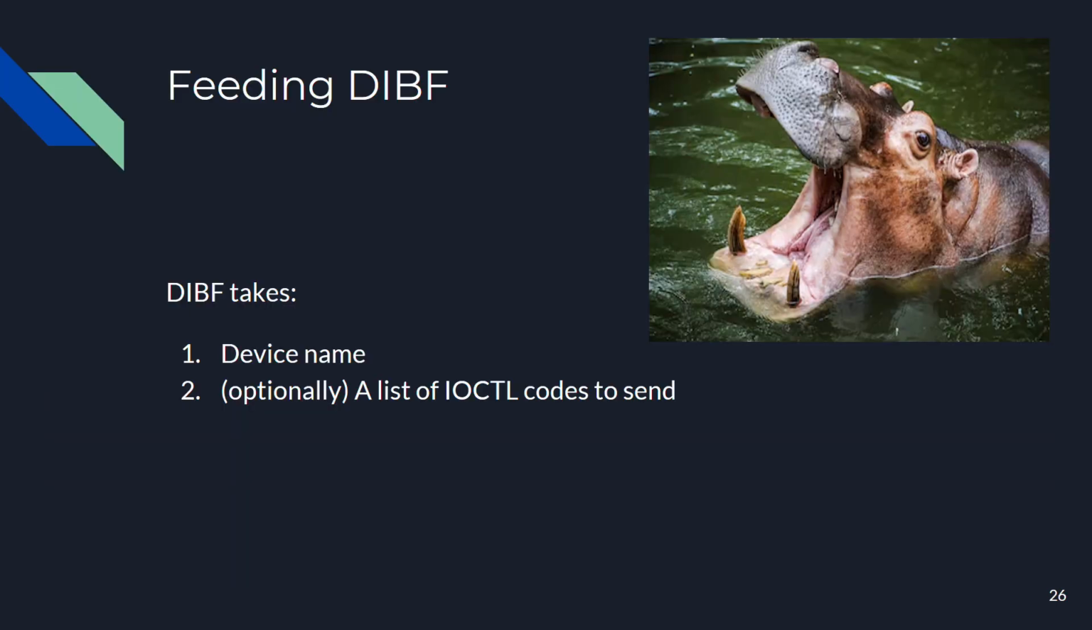So DIBF, our fuzzer, takes in a device name, which is correlated to our driver, and optionally takes in a list of IOCTLs to send to the driver. The problem here is that IOCTLs are rarely, if ever, documented. The fastest way to find out which IOCTLs are valid for a particular driver is usually just to brute force them. So just start sending codes from 0 up to FFFF, see what the driver responds with, and figure out whether or not those are valid IOCTLs. Luckily, DIBF does all of this for us, and it is also a pretty good fuzzer in its own right.